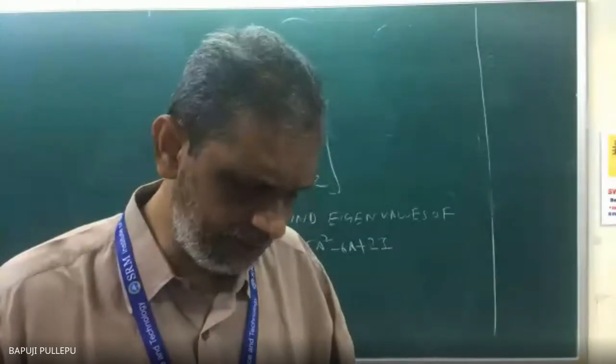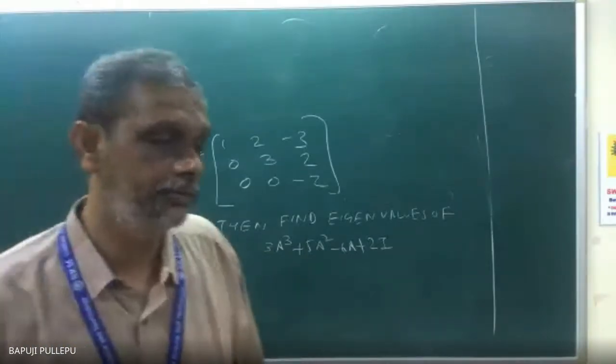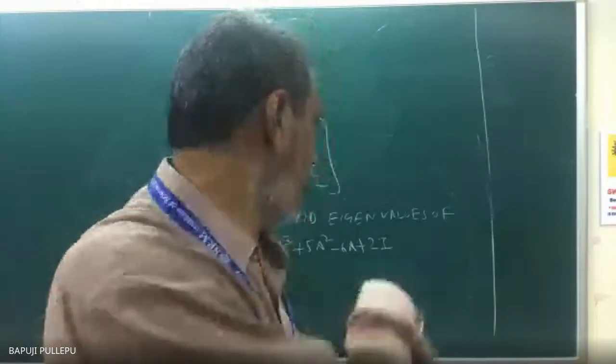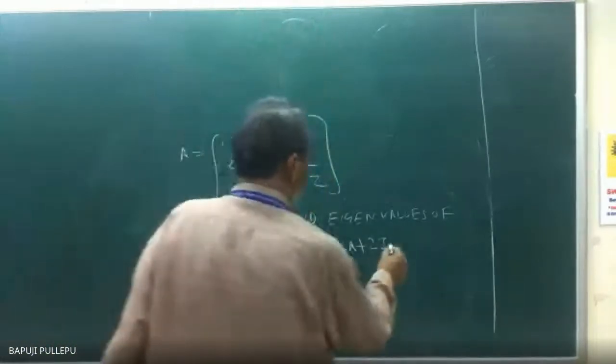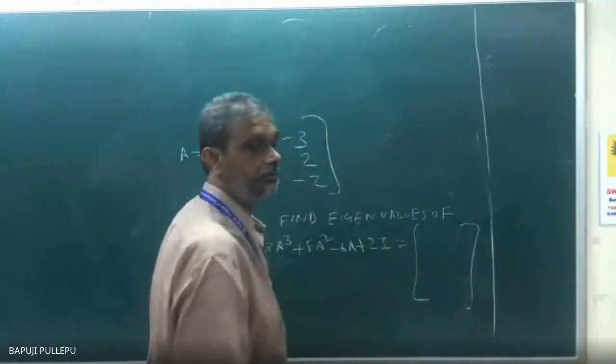So what do you have to do after that, sir? After finding all eigenvalues, tell me the values. For A square, eigenvalues are 1, 9, 4. A square I know, A cube no. If you add this equation, you will get one big matrix, you know. That matrix's eigenvalues are being asked.